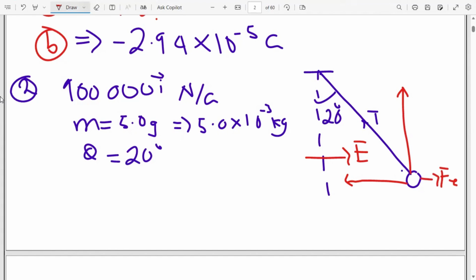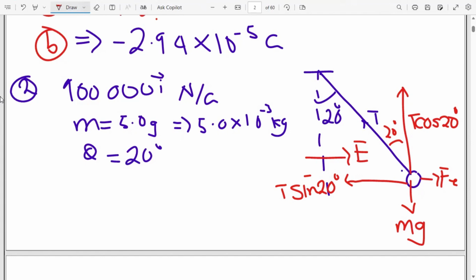Then the angle here is the same, 20 also. It is adjacent to the y component, so the y component is going to be T cos 20 degrees. Then in the x-axis, we're going to have T sine 20, since it is opposite to the given theta. Then this point charge has mass, so the force of gravity produces weight, which will be equal to mg.